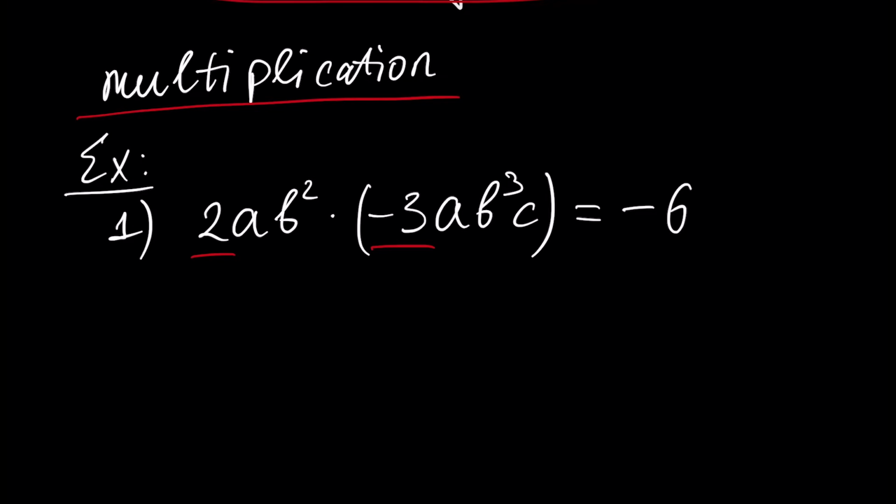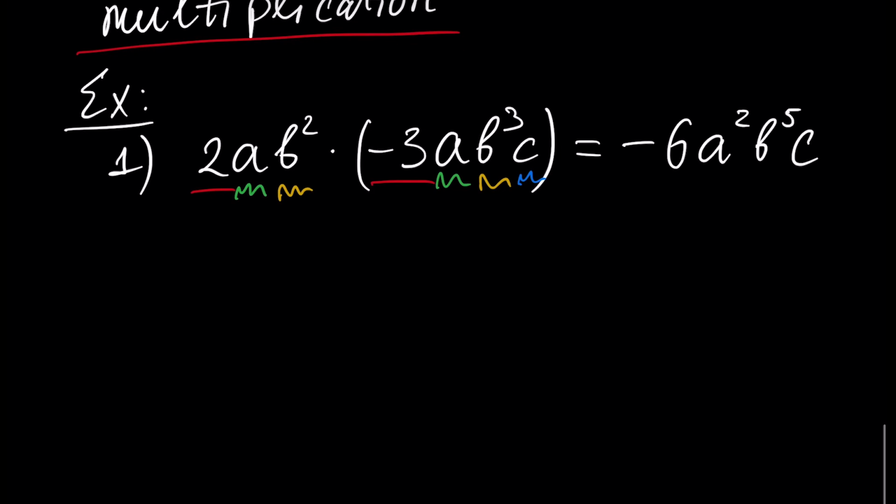For example, this a and this a times a is a squared, and this b squared times b cubed is b to the power 5, and our c, we just rewrite it, it will be just c. So we have a multiplication of two monomials.